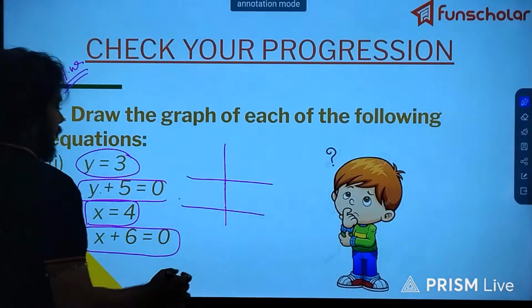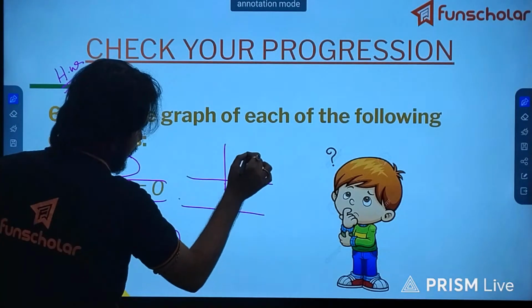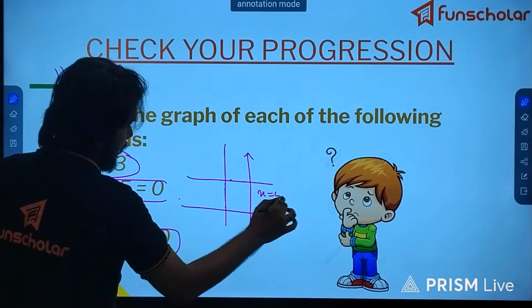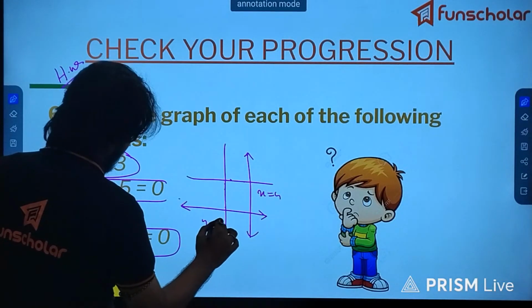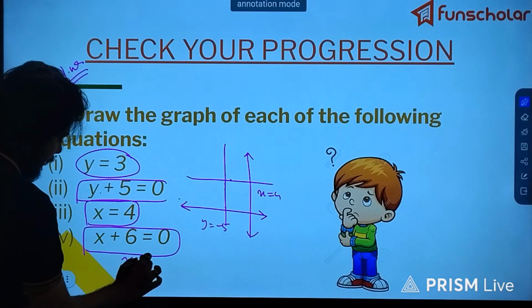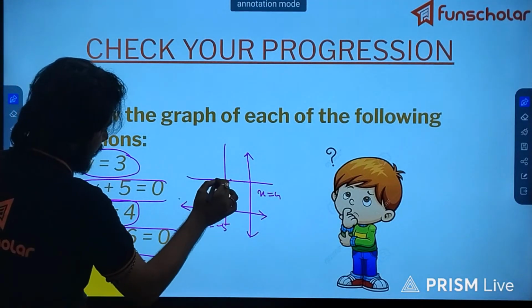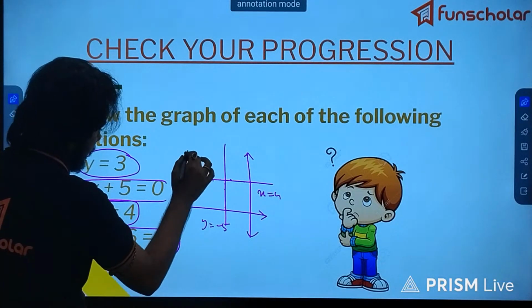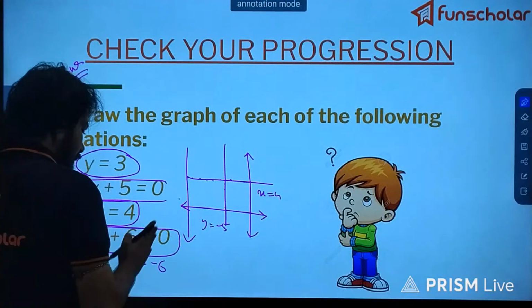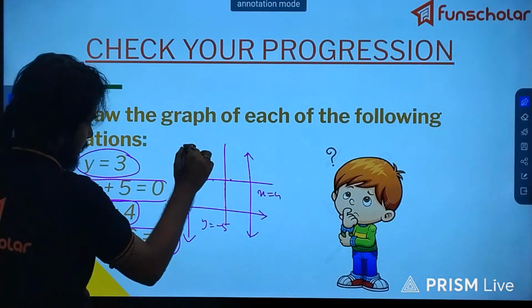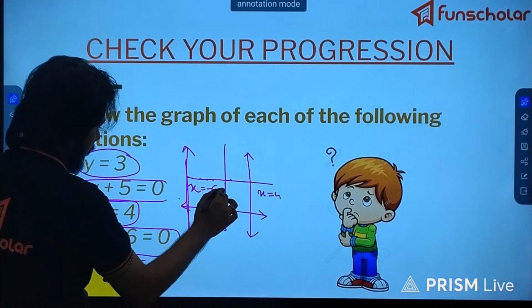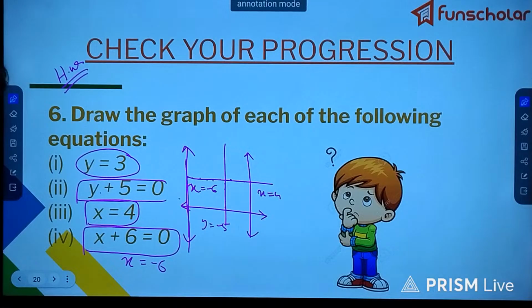X equal to 4: 1, 2, 3, 4, just draw a straight line. This straight line will be x equal to 4, this straight line will be y equal to minus 5. X plus 6 equal to 0, x will be minus 6, so 1, 2, 3, 4, 5, 6, minus 6. That's why we have taken the point on the left side of the y-axis. This straight line will be x equal to minus 6.